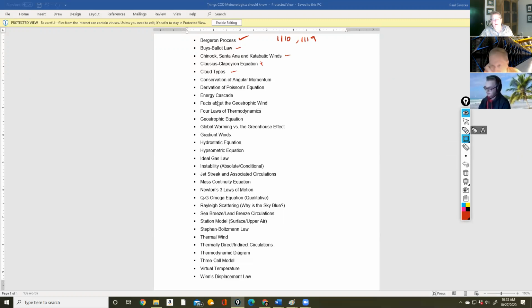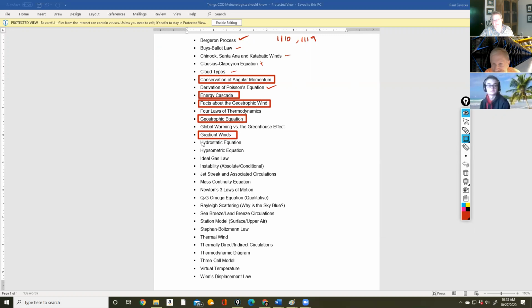Now, this one here, conservation of angular momentum, do not do that yet, because we're going to be talking about that in huge detail, ways that you've never thought about it. Poisson's equation, we have done. Energy cascade, facts about the geostrophic wind are things we're doing in this upcoming unit. Geostrophic equation, gradient winds, and even to some extent hydrostatic, we're going to be doing.